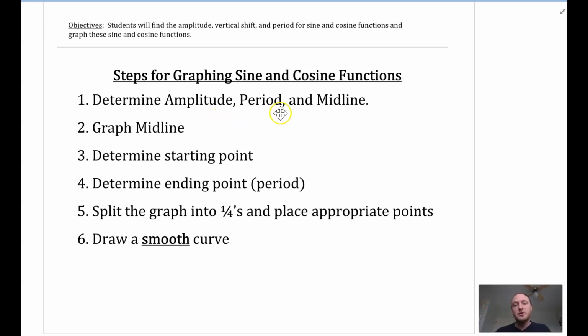And then what you need to do is determine your ending point. And this is really critical for us. Previously, we've just been graphing each period as 2 pi. Very, very simple, 2 pi, split it into fourths. Well, now we have a different period. So based upon what our period is, we'll have to determine that endpoint and then cut up that period into four pieces. Okay, so that's step 5, cut it into fourths, and then we'll draw a smooth curve.